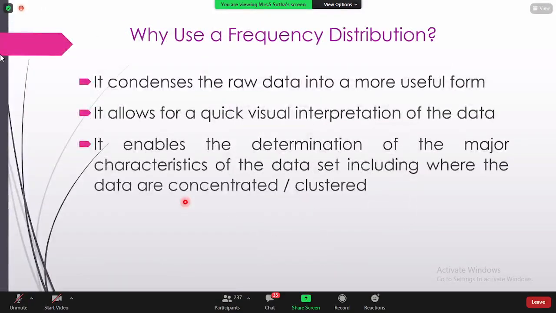Then why are we using the frequency distributions, right? In the context of quantitative data, it condenses the raw data into a more useful form. It allows for a quick visual interpretation of the data. It enables the determination of the major characteristics of the data set, including where the data are concentrated or clustered, right?